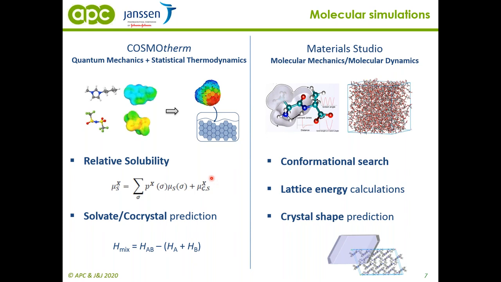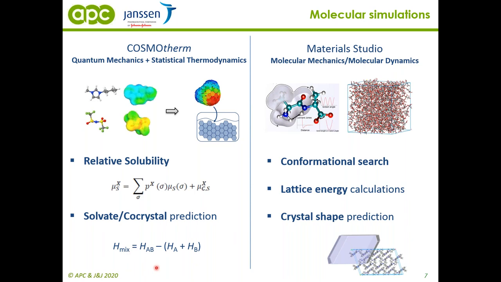From this we can calculate relative solubilities, and the calculation is based first on the combinatorial part, which is the difference in size and shape between solvent and API. Also, if you look more from the statistical thermodynamics, it calculates the residual enthalpy, or actually the interaction contribution, which accounts for, for example, hydrogen bonding, electrostatics, or van der Waals interactions, which are introduced by inserting the API molecule inside the solvent. Also, solvate propensity can be calculated by calculating the enthalpy of mixing.